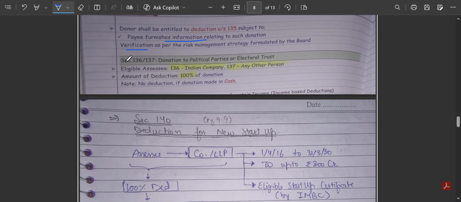Moving on to the small sections of section 136 and 137, which is in relation to the donation made to either political parties or any electoral trust. So, if an Indian company is making such donation, it will be covered under section 136. If it is any other person making such donation, it will be covered under section 137. The amount of deduction will be 100% of donation, and there will be no deduction if the donation is made in cash.